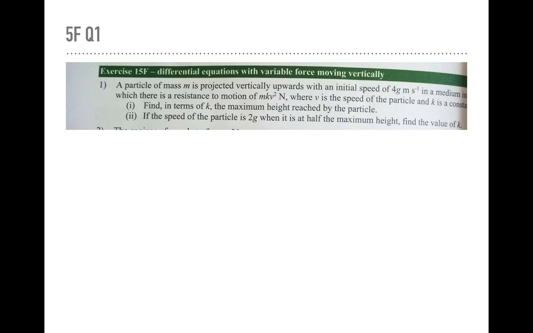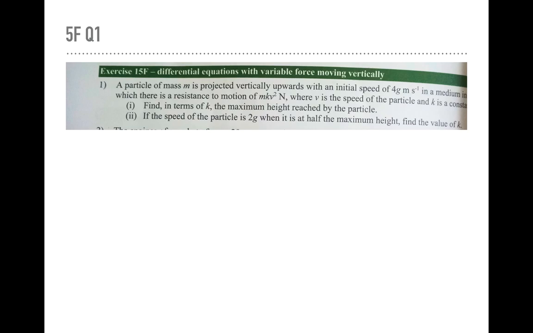An initial speed of 4g meters per second. So the speed is 4g when the time is 0 and probably also when the displacement is equal to 0. If we keep reading, in a medium where the resistance to its motion is that, great. So that means I have two forces downwards, mkv squared plus mg. The rest of the sentence there is just describing each of the terms.